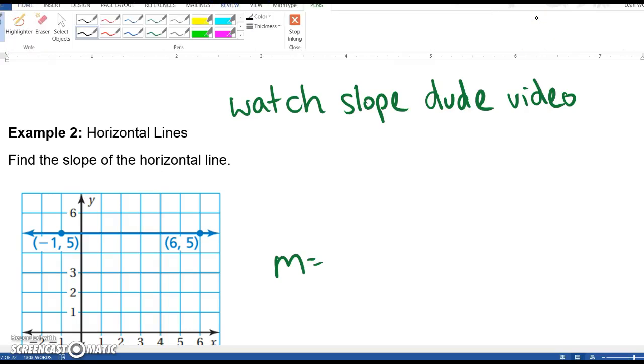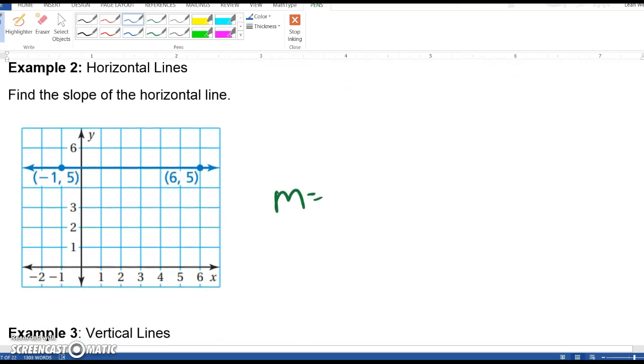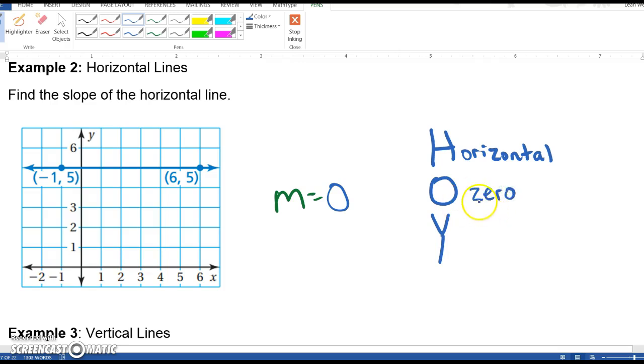Alright, so you should have watched the Slope Dude video, and you should now know that example 2 here has a slope of 0. This is 0 fun. I'll give you a little acronym, so write this on your paper. H-O-Y, HOY. So H is for horizontal, because this line is horizontal. The O is actually for 0. Y is for y equals equation.